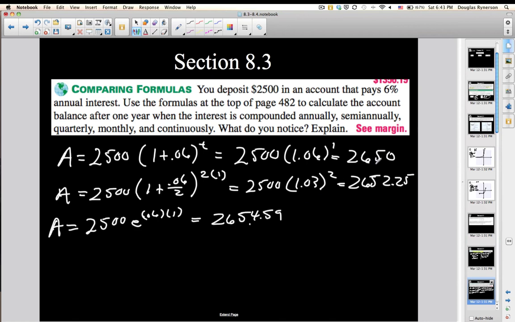So you can see that $4.59 is the difference between compounding once a year and compounding continuously. So you can predict that quarterly and monthly will be between $2,652.25 and $2,654.59. So the more frequently you compound, the more money you make. However, what's most significant in terms of the total amount of money you have is what is the interest rate and for how long do you leave it in the account. Okay, so that is section 8.3.